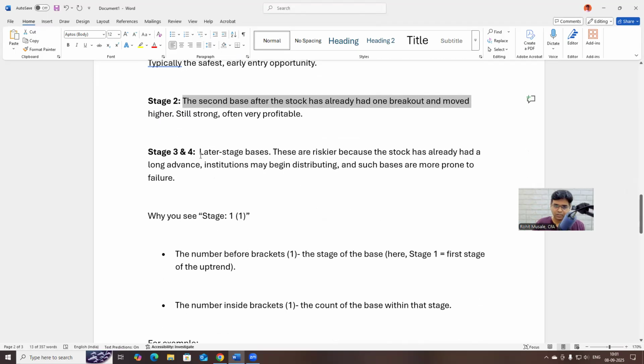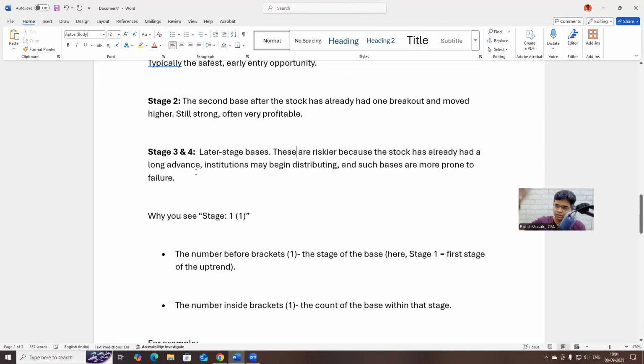Stage 3 and 4, they are calling it later stage bases. In my teachings, I call stage 1 and 2 as early, stage 3 as middle, stage 4 and 5 are late stage. They start stage 3 and 4 as late stage. Okay. They call them late stage. These are riskier because the stock has already had a long advance.